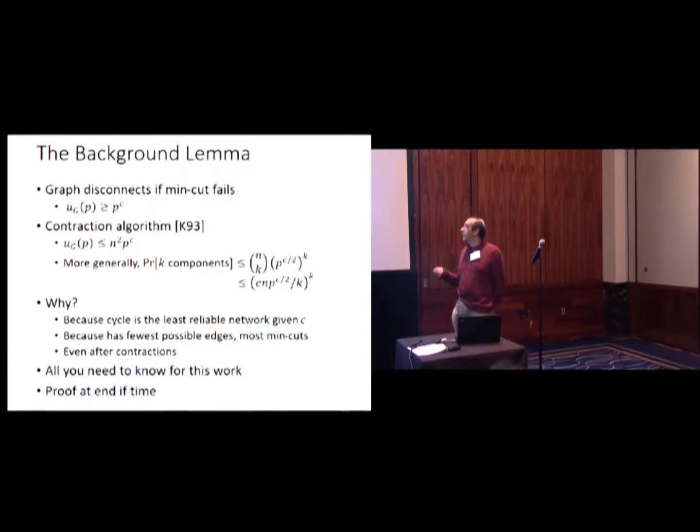The cycle will disconnect if it's a minimum cut C cycle, then it has edge groups of C over 2 edges between every pair of vertices on the cycle. And the graph will break into K pieces if K of those bundles of C over 2 edges all fail. And so there are at most n choose K bundles. Each one fails with this probability. So this is just a simple union bound.